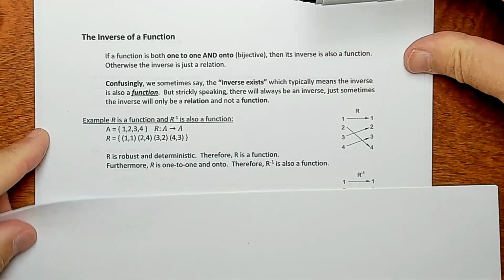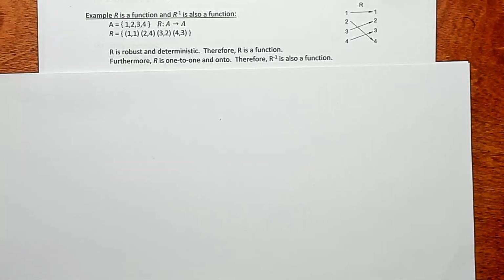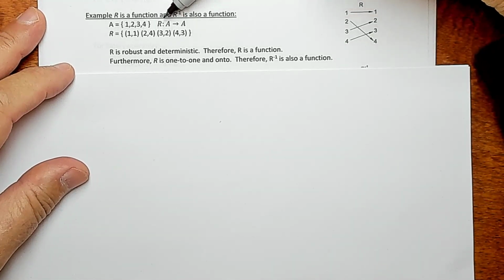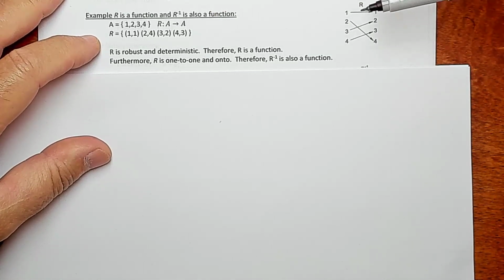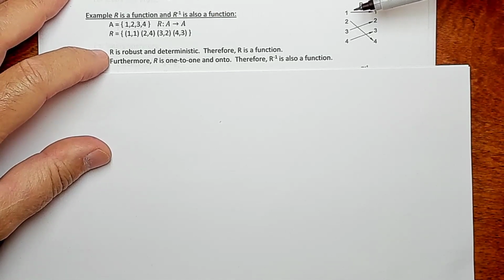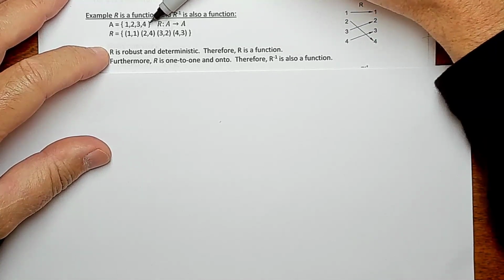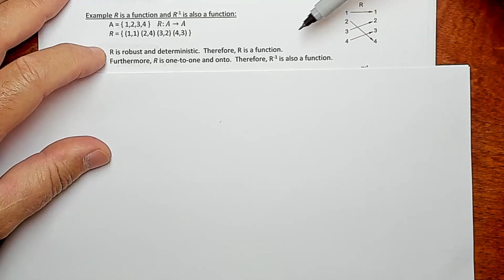Here's an example, a couple of examples actually. Let's see what's going on here. So I've got this input set 1, 2, 3, 4, and I have a relation R that maps A back into A, given by these ordered pairs, which looks like this. So first we check, is R a function? And so we're going to check, is it robust and deterministic? So R is robust because there's an arrow leaving every one of the original input set. That makes it robust. And then there's only one arrow leaving every element of the input set. That makes it deterministic. So R is a function.